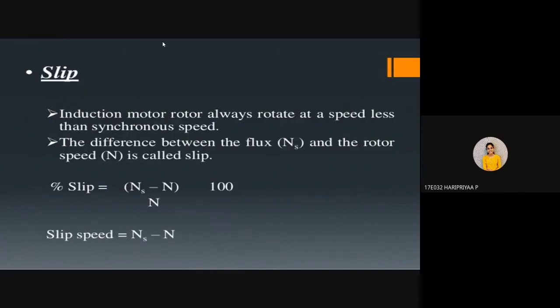Then we'll go about slip. The induction motor always rotates at a speed less than the synchronous speed. The difference between the flux speed and the rotor speed is called the slip. To calculate the percentage of slip, the formula is (Ns minus N) divided by Ns, into 100. That is, flux speed minus rotor speed divided by flux speed, into 100. Then for calculating slip speed, flux speed minus rotor speed gives the slip speed.